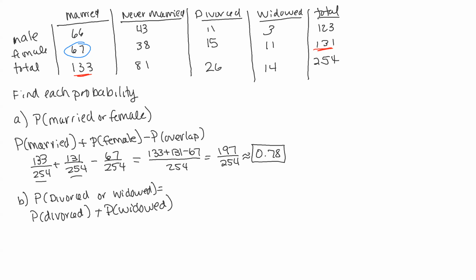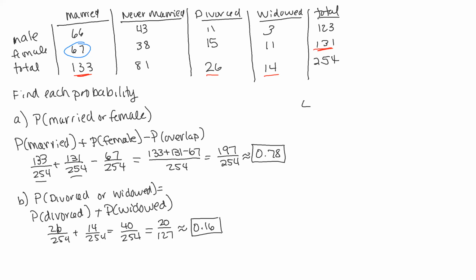So the number of people divorced would be 26 million. There are 14 million widowed people in this table. So we would get 26 out of 254 plus 14 out of 254. That's going to give us 40 out of 254. We could reduce that, and you could just use your calculator to reduce, which would be 20 over 127. And then let's go ahead and write it as a decimal. So approximately 0.16, or 16% of the table would be considered divorced or widowed. So if you select one person from this table, the probability that they're divorced or widowed would be 16%.